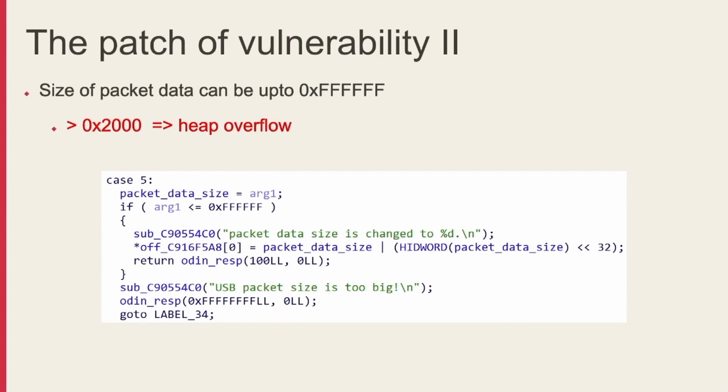Remember the second vulnerability I just mentioned? We can use the size of packet data to enlarge the receive size. Although the patch added an additional check to the size of packet data, the limit is 6F in hex. But the heap buffer size for the partition information table has only 2000 in hex, which could lead to heap overflow.